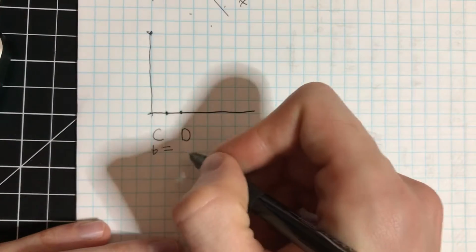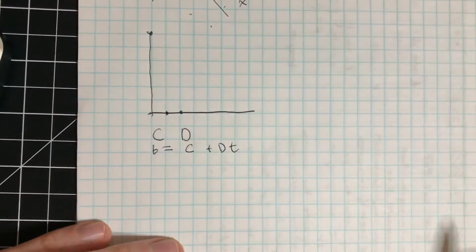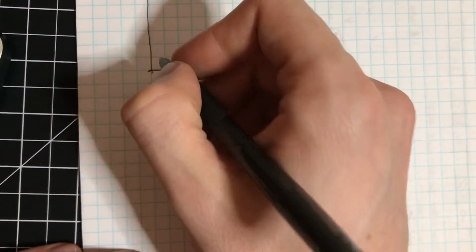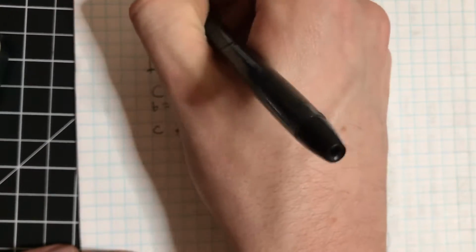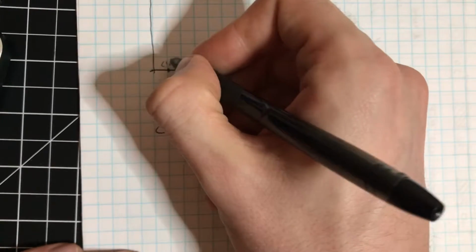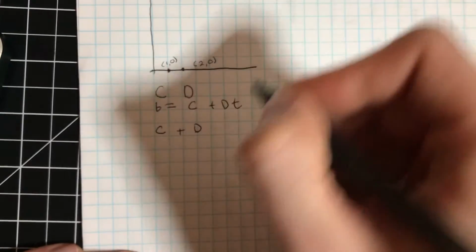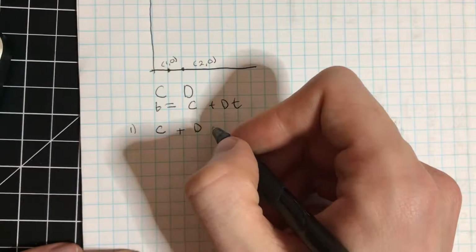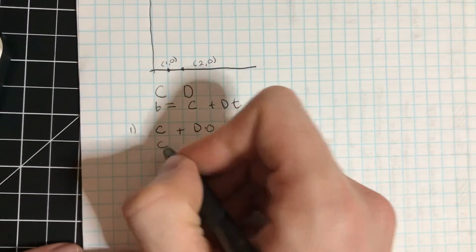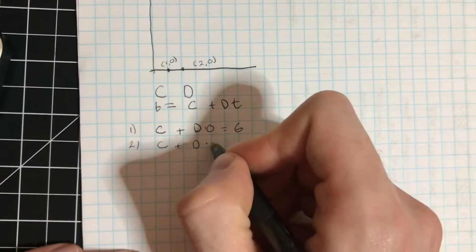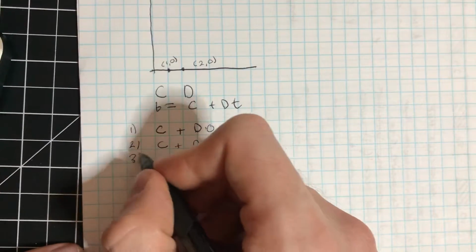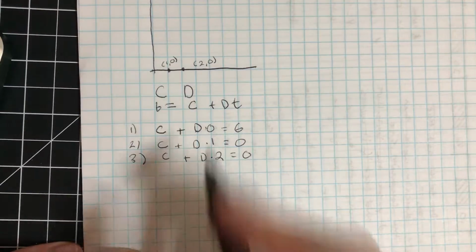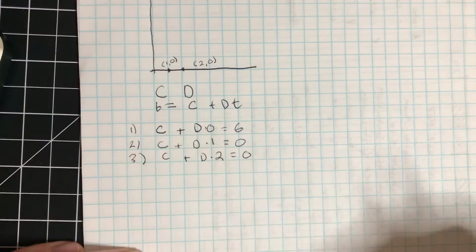So we want B equals C plus DT. The way we get started is we write down our equations first. We have the points 0, 6, and 1, 0, and 2, 0. For the first equation, we get C plus D times 0 equals 6. Then for equation number 2, C plus D times 1 equals 0. And for number 3, C plus D times 2 equals 0. It's got 3 equations and 2 variables.